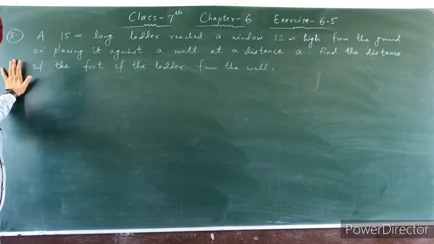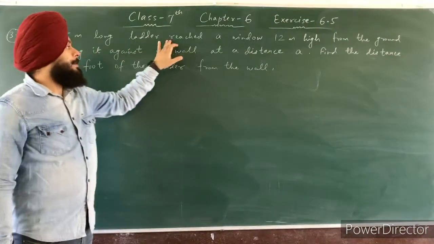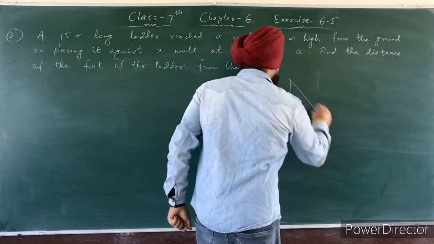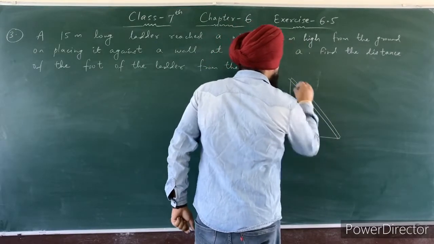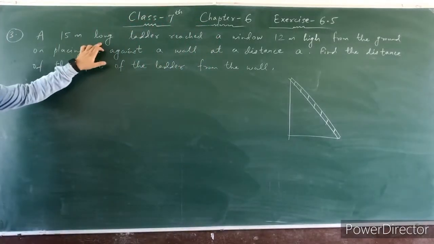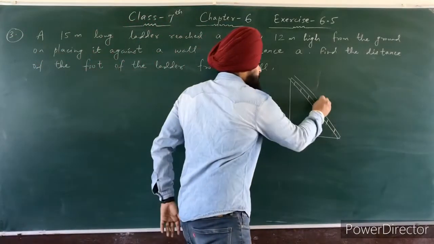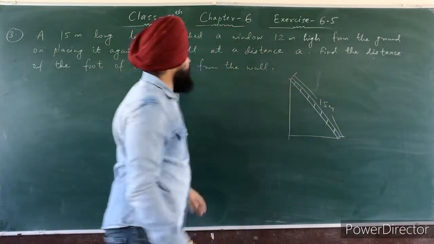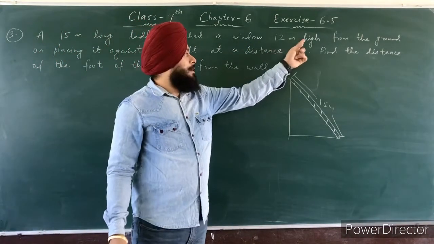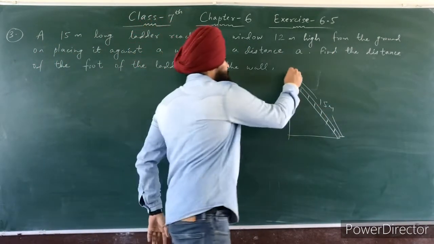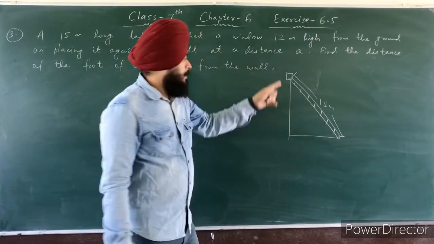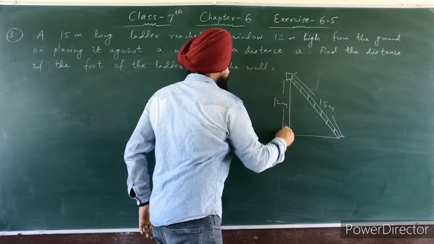Next, this is your question number third. A 15-meter long ladder reached the window 12 meter high from the ground. So this is your ladder, its length is 15 meter, which means the length of the ladder is 15 meter. The window is here and that window is 12 meter above the ground. It means the height is given as 12 meter.